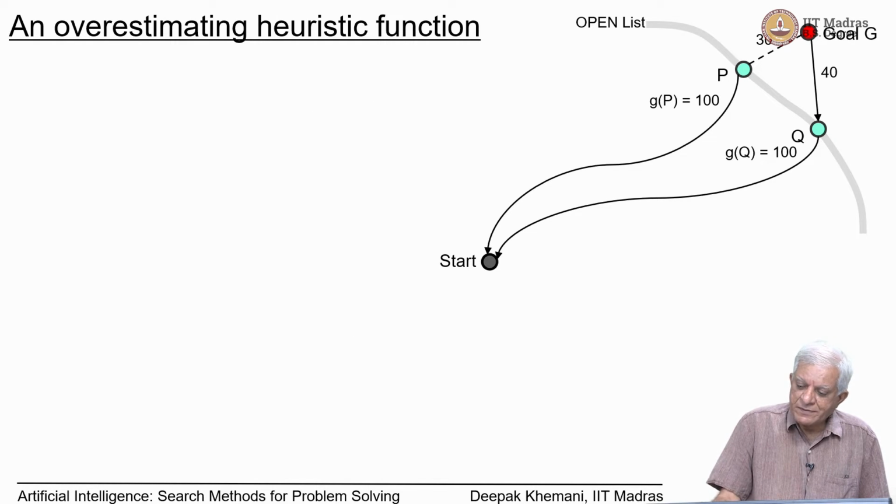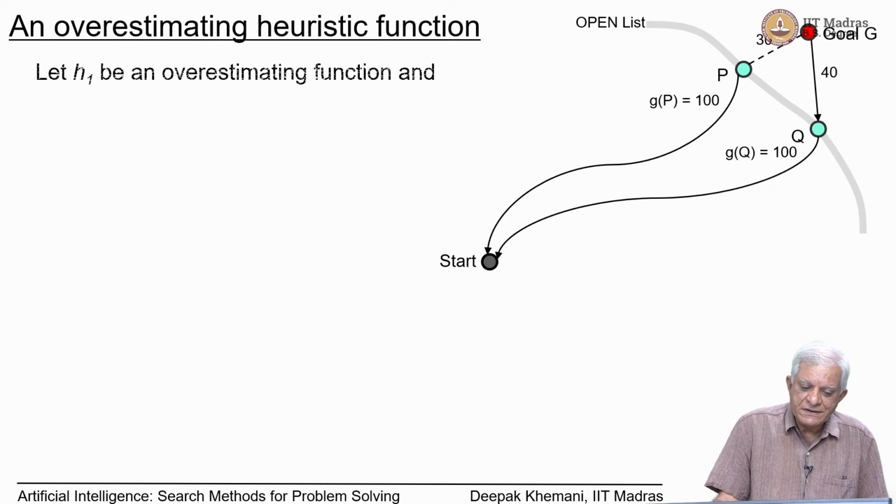This is the actual problem. The cost of going up to p is 100, the actual cost of going from p to g is 30, the cost of going up to q is also 100, and the actual cost of going from q to g is 40. We will see that an overestimating function will find a solution through q.